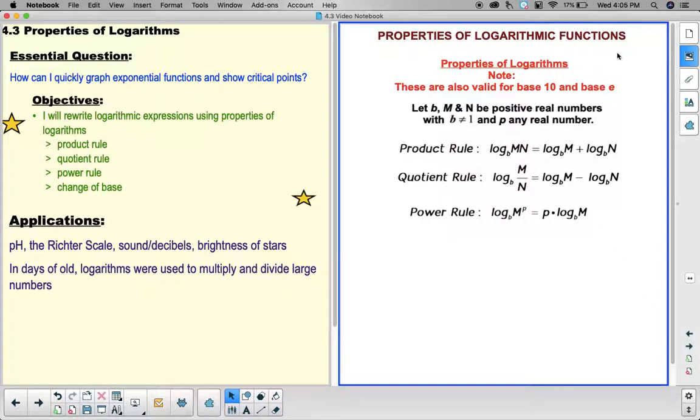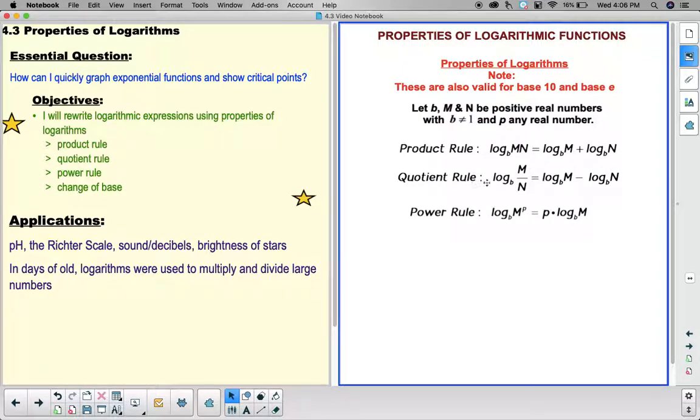Here are the properties of logarithmic functions, the first three. These properties of logarithms are valid for any base, base 10 and base e. So we let b, the base, m, and n be any positive real numbers with the base not equal to 1, and p can be any real number. The product rule is log base b of the product of m and n, so m times n, is equal to log base b of m plus log base b of n.